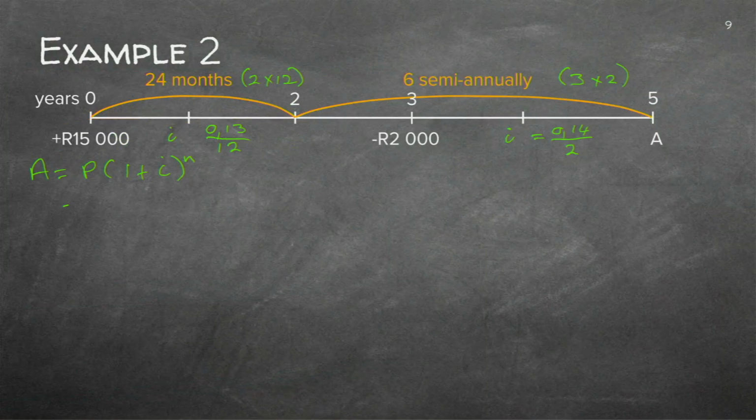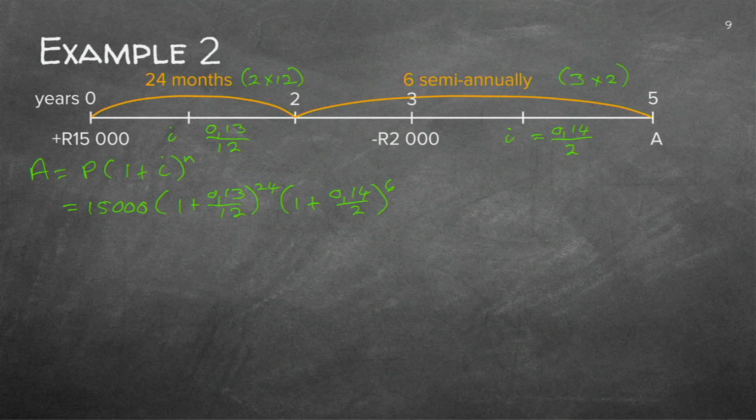So if I do my sum now, it will be 15,000 Rand to start off with, times 1 plus, the first i was 0.13 over 12, to the power of 24. Remember, it's 2 times 12. Right behind it, I'm going to put my next slot because I need to get up to 5 years. All sums work to the very end. So it's going to be 1 plus the new interest rate, 0.14 divided by 2, to the power of 3 times 2, which is 6. Now that gives me my investment of 15,000 Rand.